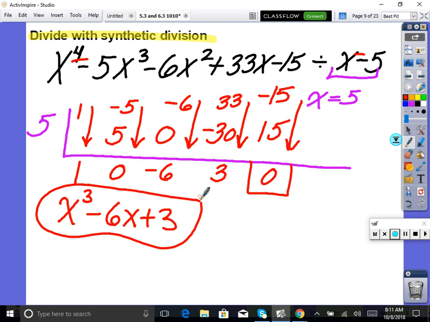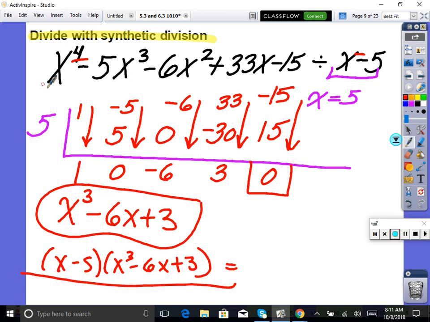So now, isn't it true, if I said do synthetic division to see if x minus 5 is a factor. If it is, write the original as a product of two factors. Wouldn't it be true to say that x minus 5 times x cubed minus 6x plus 3 is equal to that long thing, right, everyone? Okay, awesome.